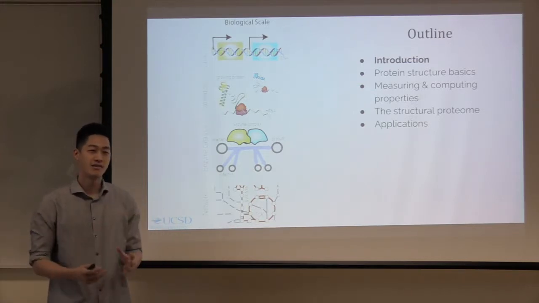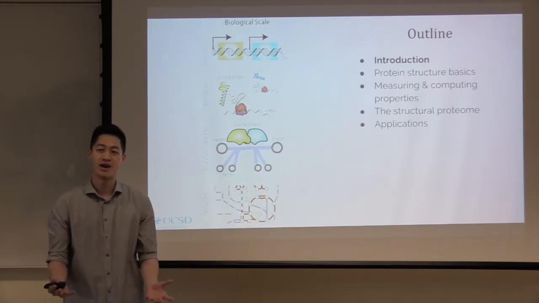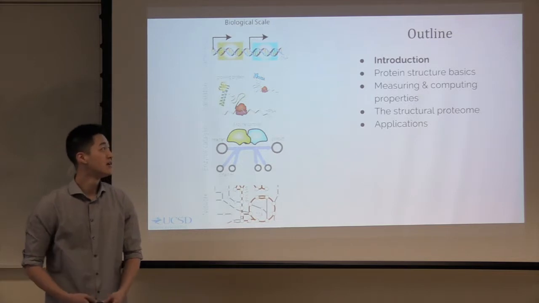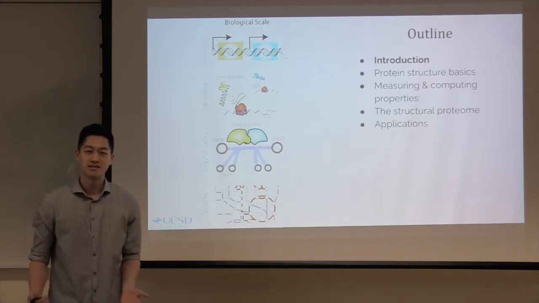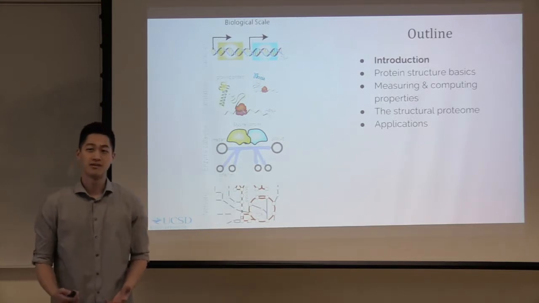These tell you more about the actual nodes in your network. So these are the machines that carry out the metabolic reactions in your cell. And it's important to understand what they look like and how they function. And so structure can answer that question.